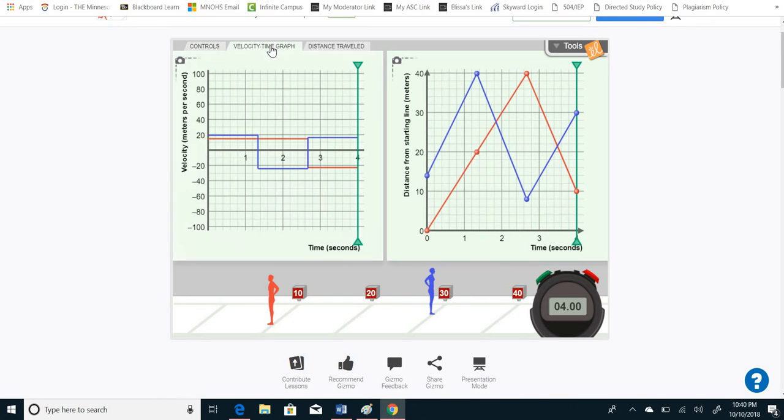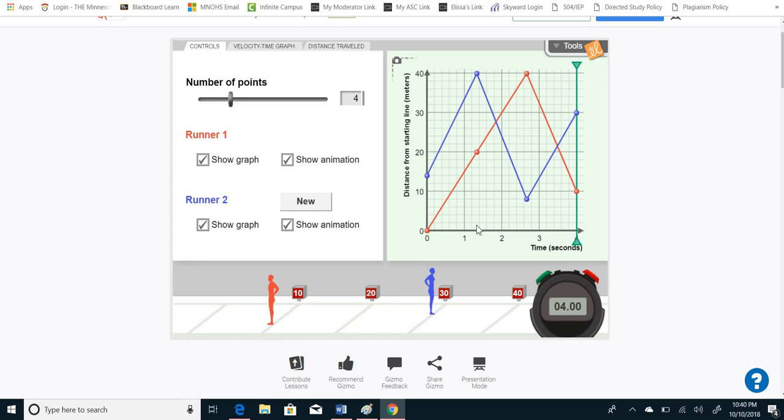You can also look at a velocity time graph that'll show you velocity over time. Now both of these are going to be important for you because distance time graphs ultimately will tell us velocity, and velocity time graphs will ultimately tell us acceleration. So both of these are equally as important.